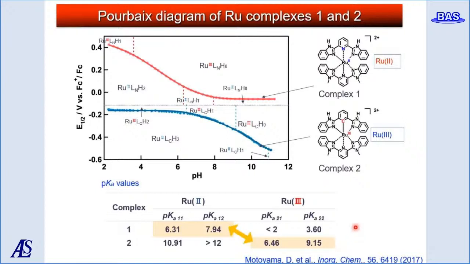The initial pK1 of complex 2 in the ruthenium-2 state is 10.94. When oxidized to ruthenium-3, the pK becomes 6.46, and the lowered pK value indicates that in the ruthenium-3 state, the complex is more acidic. We can apply these two complexes to redox storage or redox flow batteries.